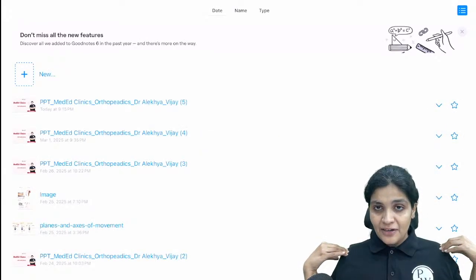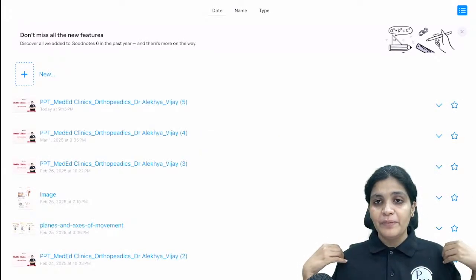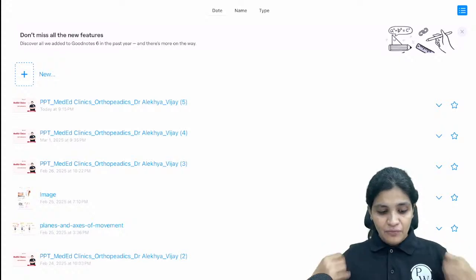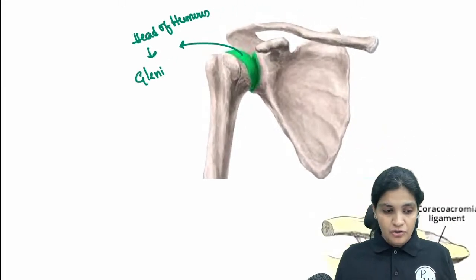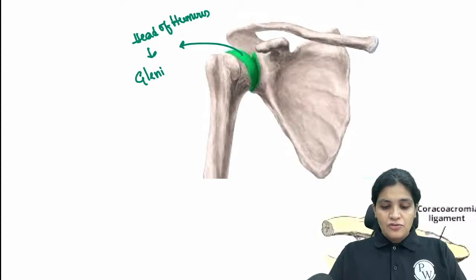Then you go back again to the lateral end of the clavicle and just move below. Below again, you can feel for the greater tuberosity of the humerus. So you have to palpate for the greater tuberosity of the humerus. This is what I was explaining. So first we had done with the head of the humerus.